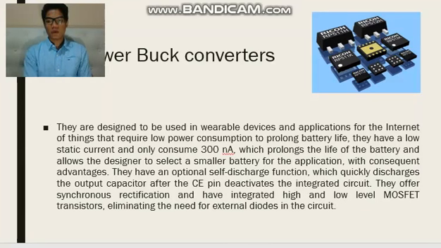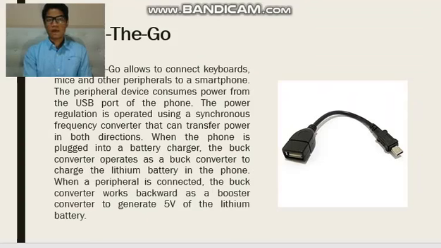For the next one, we have the USB On-The-Go. Well, this allows you to connect keyboards, mice, and other peripherals to a smartphone. The peripheral device consumes power from the USB port of the phone. The power regulation is operated using a synchronous frequency converter that can transfer power in both directions.